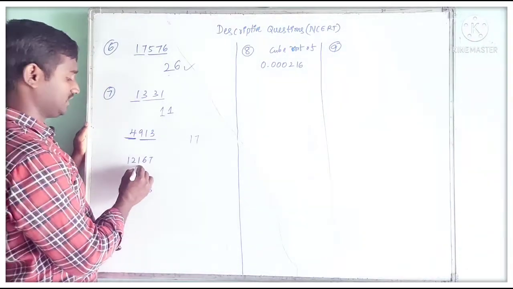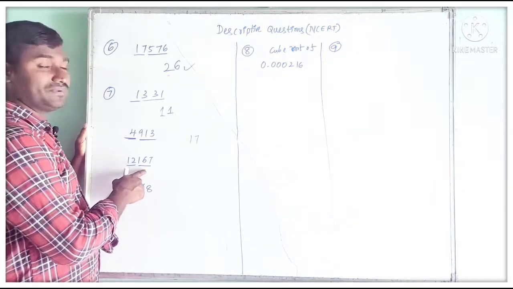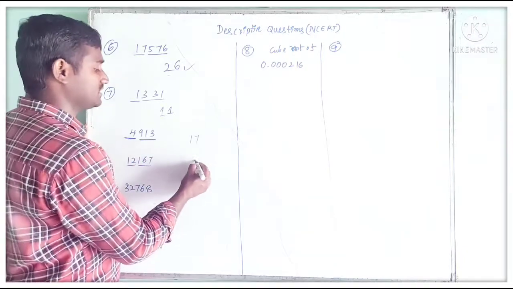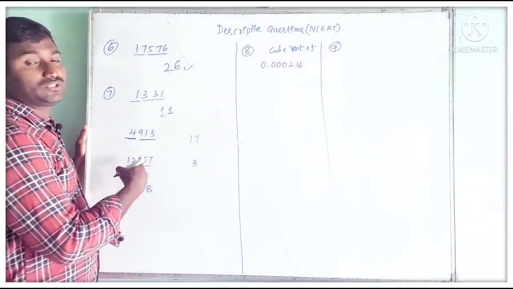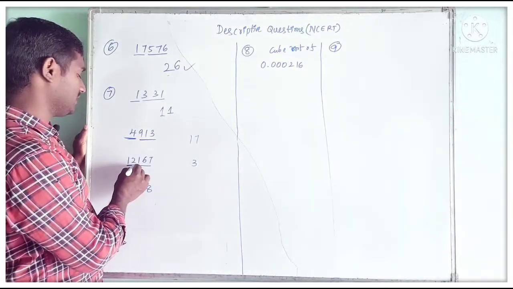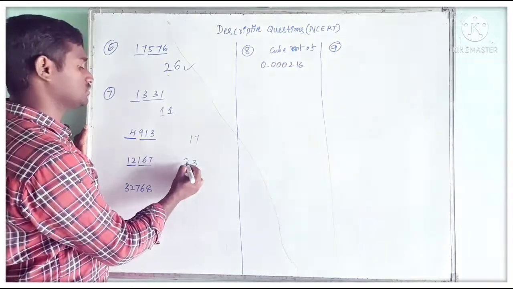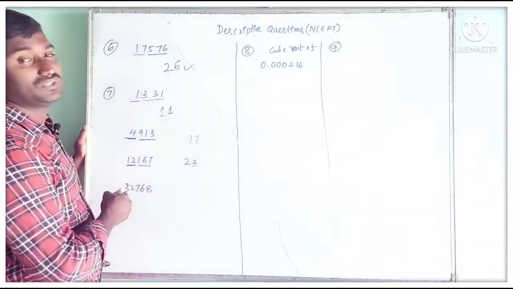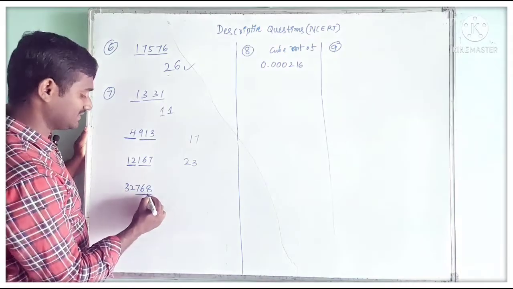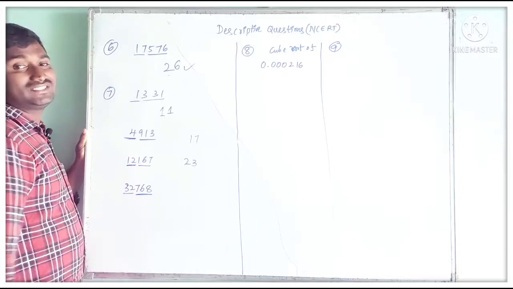Next, first 3 digits as one group, remaining digits as one group. Here this perfect cube ends with 7, then the cube root ends with 3. Its cube root ends with 3, and the remaining 12 we have, nearest cube of 12 we have is 8. So cube root of 8 is 2. So 23 is the cube root of 12,167.